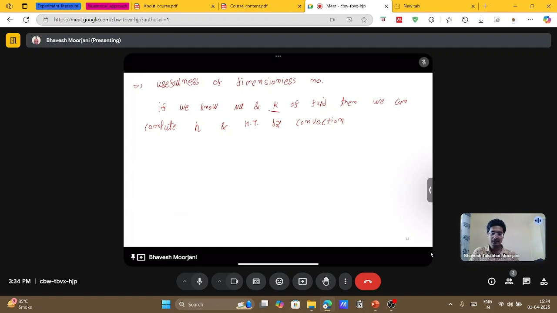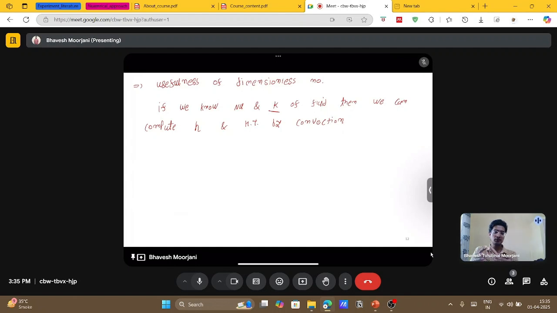Now we know that thermal conductivity is a fluid property. It varies with temperature, but there are empirical equations available for finding thermal conductivity over a temperature range, right? So if we know that equation, we can find the thermal conductivity of a given fluid. And somehow I have a Nusselt number. Then, as I said, the heat transfer coefficient is a fluid property, so it will change with the type of fluid and its flow condition also.